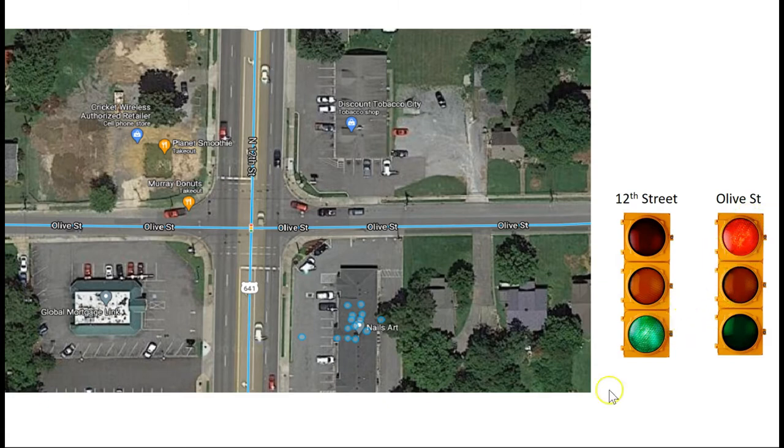Now, when you're setting up this program, remember the green on 12th and the red on Olive do not have timers associated with them. So you have to ask yourself, when is this green light on 12th Street? Well, it is on whenever yellow is not on or red is not on. And on Olive Street, your red light is on whenever green is not on or yellow is not on.